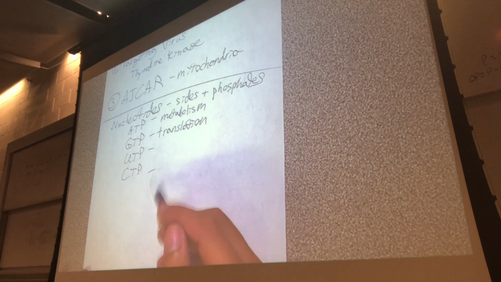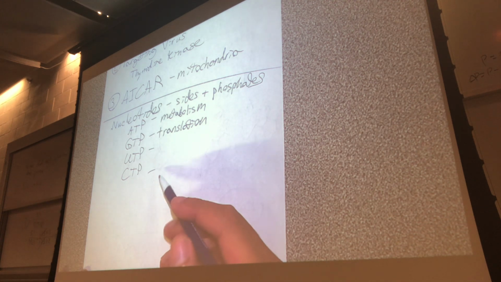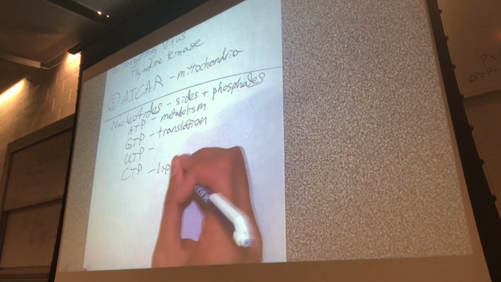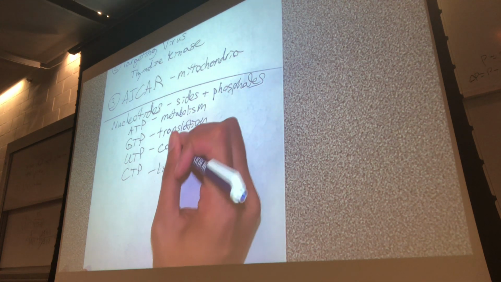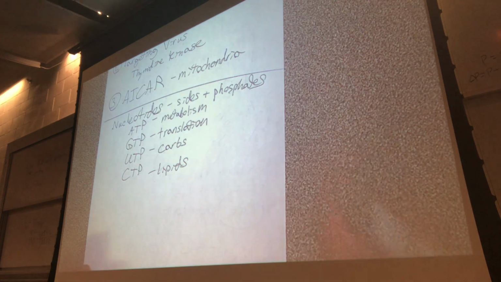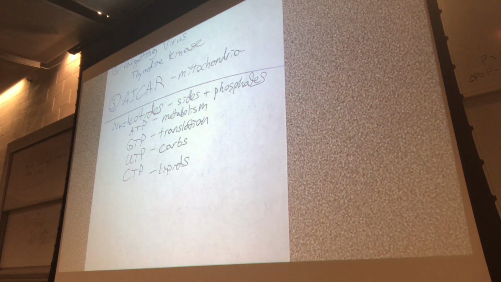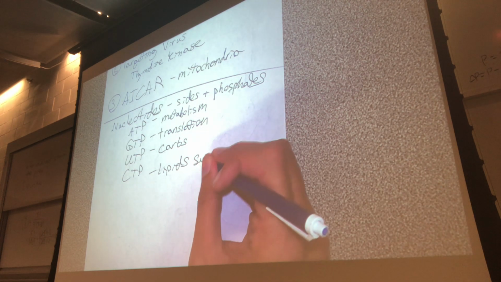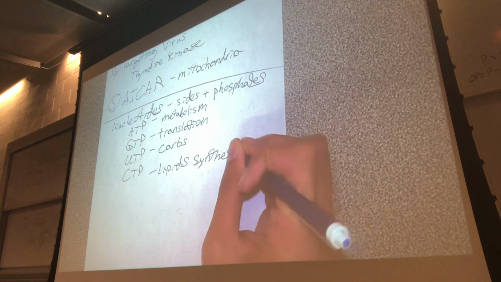And I always get these two mixed up. One of them is lipids and the other one's carbohydrates. Did anyone remember? CTP is lipids and this one is carbs. Okay. And I think UTP is carbohydrate metabolism, but CTP is lipid. Is it synthesis or breakdown? Synthesis? Okay. See, so fill that in.